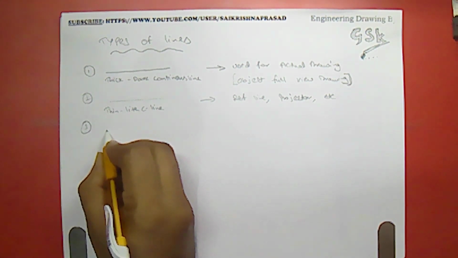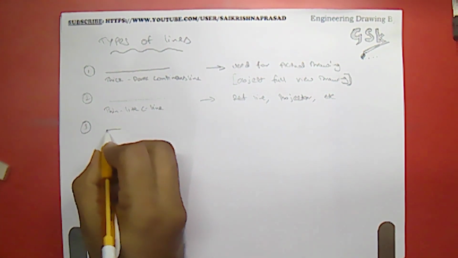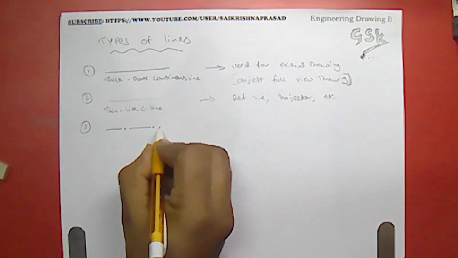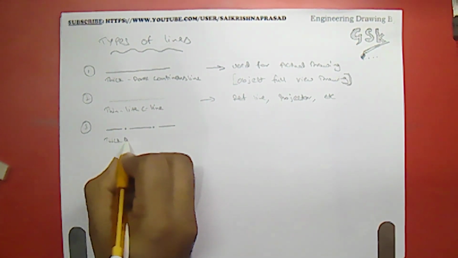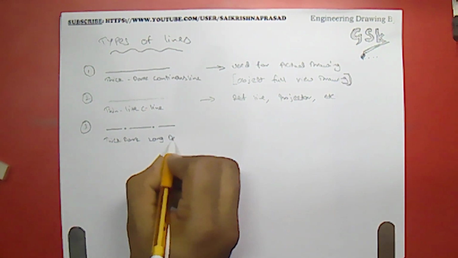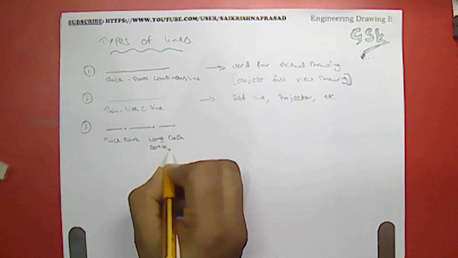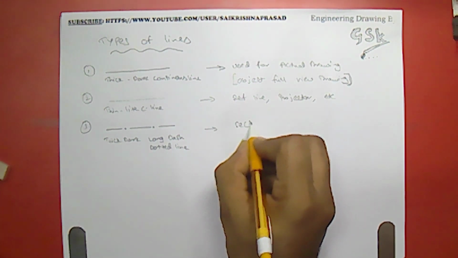Third one, this is the section line. Thick, dark, long dash dotted line. These are used as section lines.